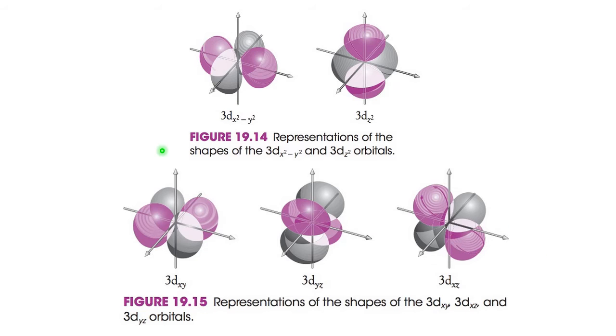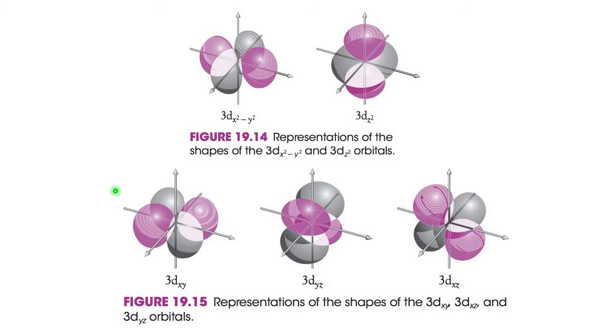The main difference from what we have seen before is the presence of d orbitals. The 3D orbitals shown here have two sorts of shape. XY, YZ, XZ have very similar shape. X square minus Y square and Z square are standalone. Again, there are five of them, and they play a major role in the chemistry of 3D transition metals.